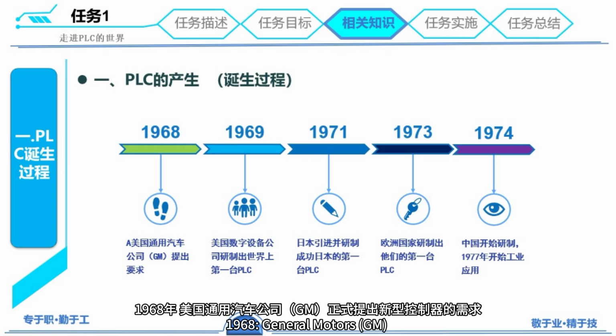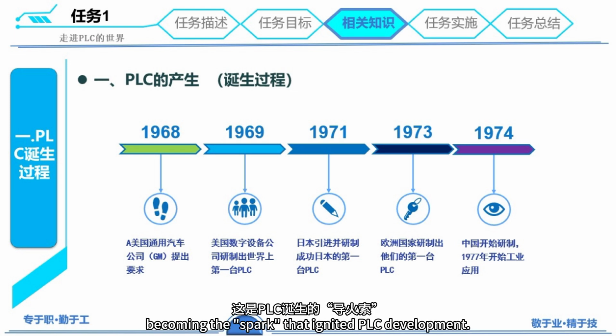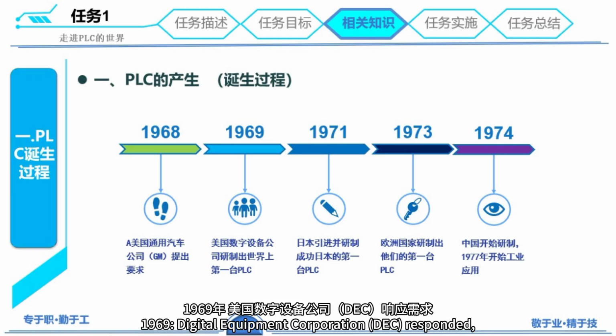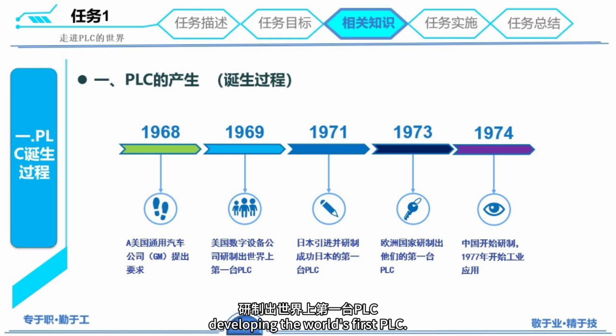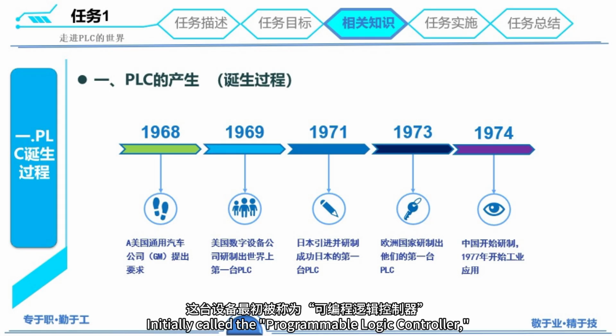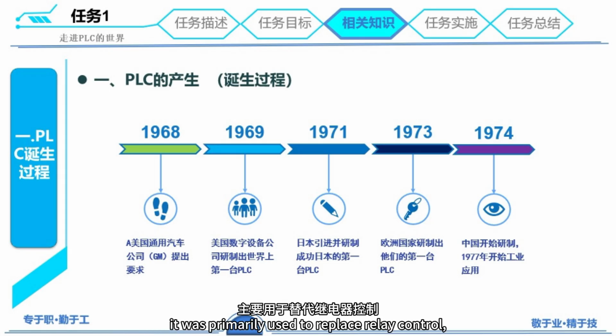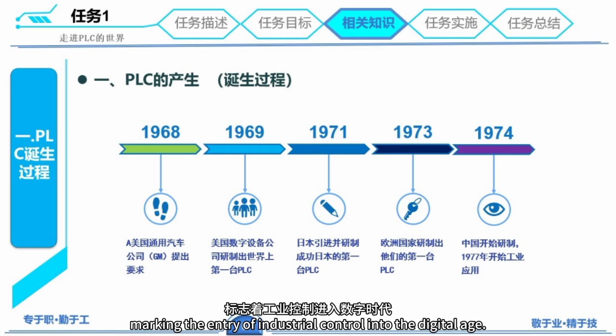1968, General Motors, GM, formally proposed a requirement for a new controller, becoming the spark that ignited PLC development. 1969, Digital Equipment Corporation (DEC) responded, developing the world's first PLC, initially called the Programmable Logic Controller. It was primarily used to replace relay control, marking the entry of industrial control into the digital age.